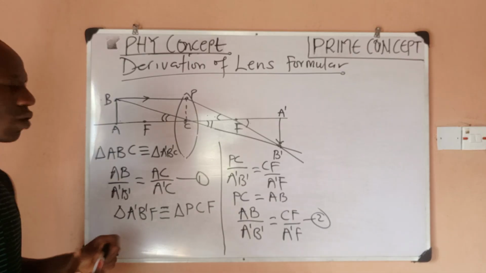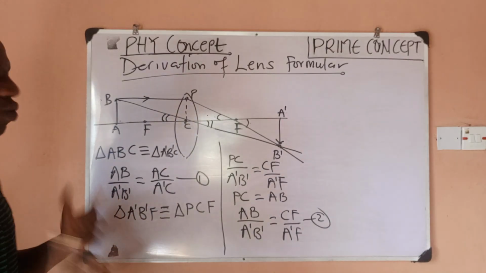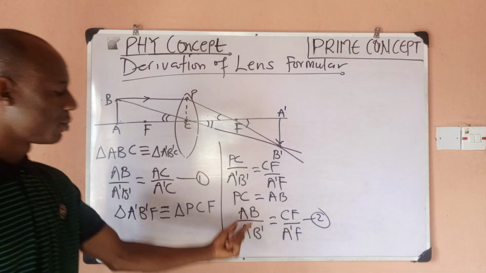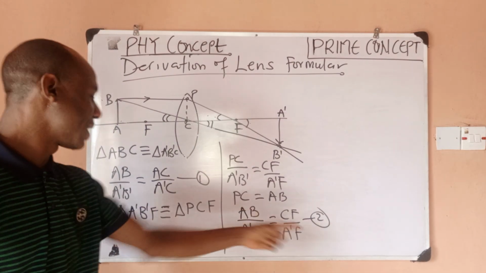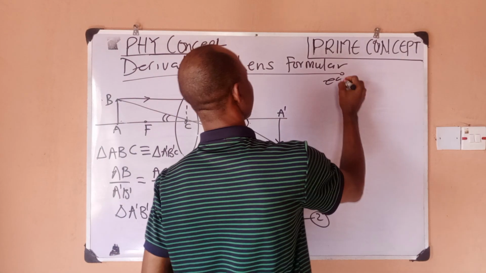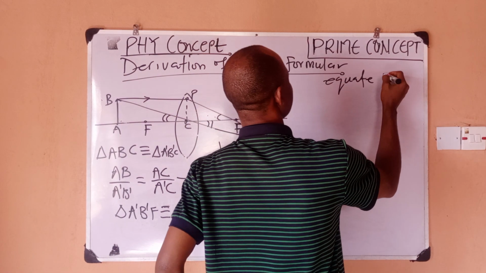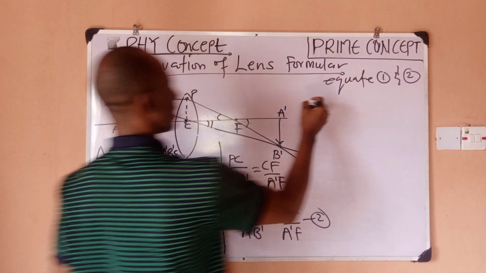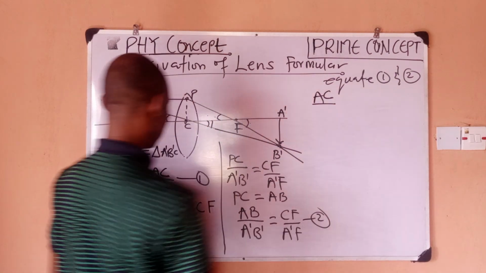So you notice we can equate 1 and 2. Why? Because this is AB over A prime B prime, and this is also AB over A prime B prime. They are equal. So when you equate 1 and 2, you'll be left with AC ratio what now?